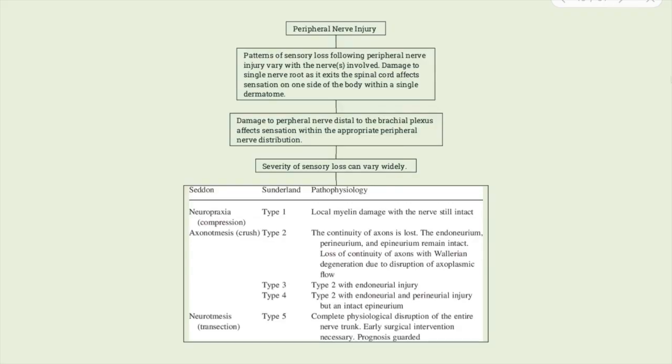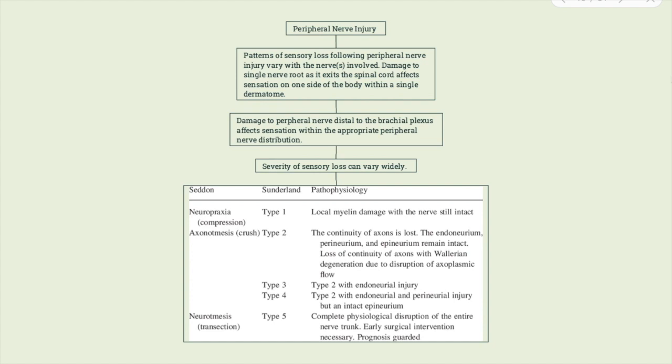Okay, and then peripheral nerve injury. So patterns of sensory loss following peripheral nerve injury vary with the nerves involved, and damage to a single nerve root as it exits the spinal cord affects sensation on one side of the body within a single dermatome. And so the severity of sensory loss can vary pretty widely.